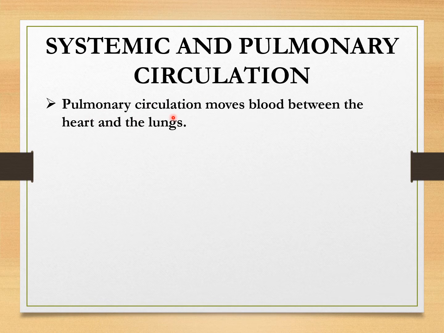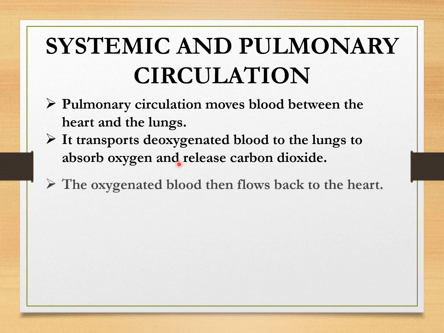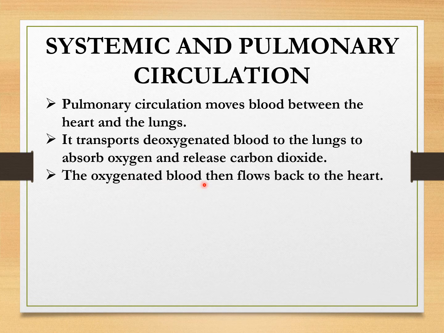Pulmonary circulation is the flow of blood between the heart and the lungs. In pulmonary circulation, the deoxygenated blood from the heart goes to the lungs and absorbs oxygen and releases carbon dioxide, and the blood becomes oxygenated. Then the oxygenated blood goes back to the heart. This is known as the pulmonary circulation. That is, deoxygenated blood is converted into oxygenated blood.